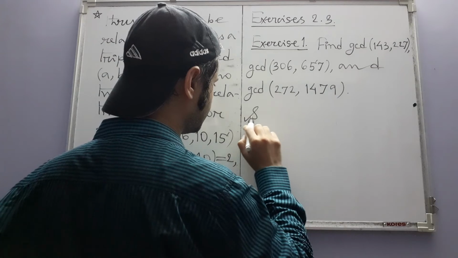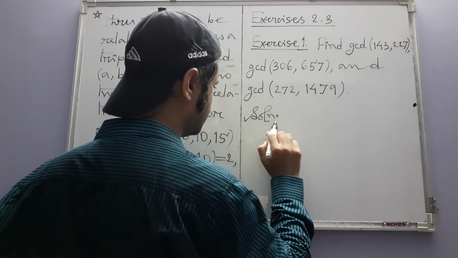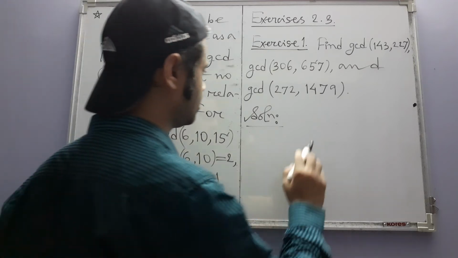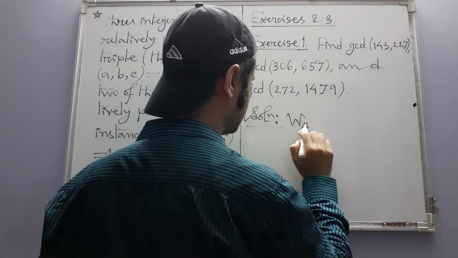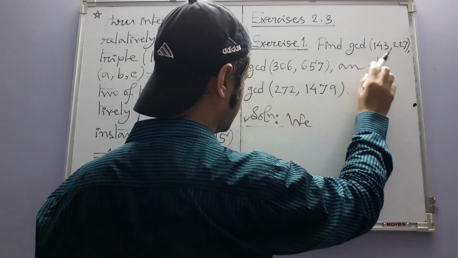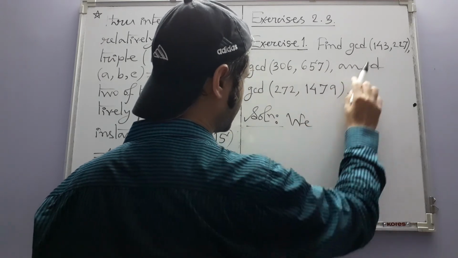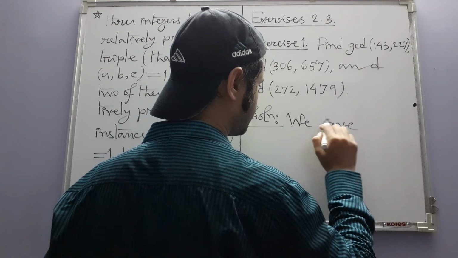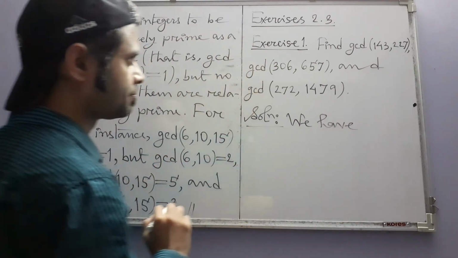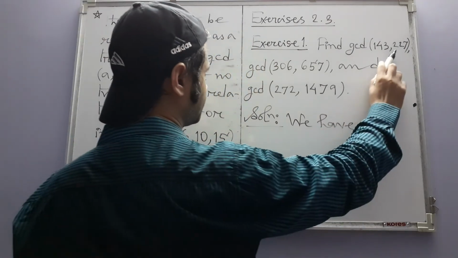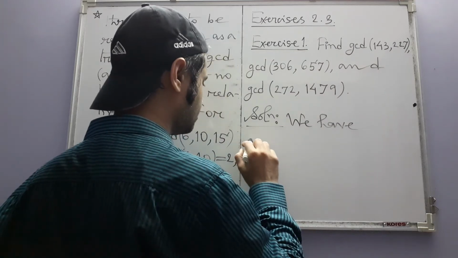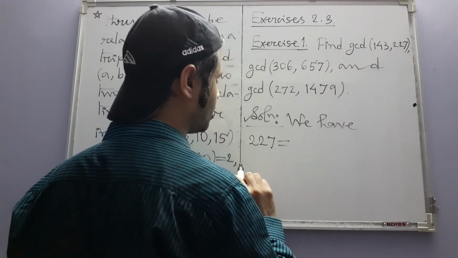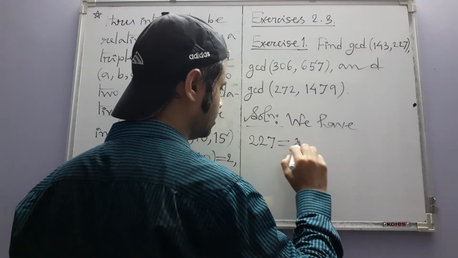You have to apply the division algorithm again and again in a specific manner. Let's go through the calculation for this one first. We have, so the larger one is 227. We divide that by the smaller one, 143.